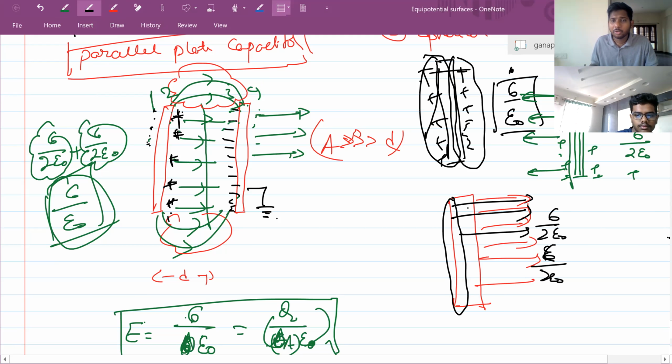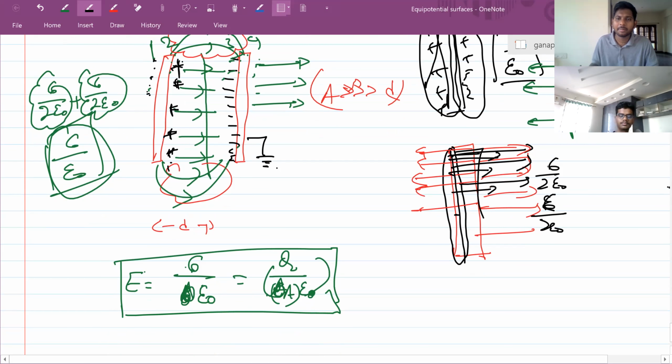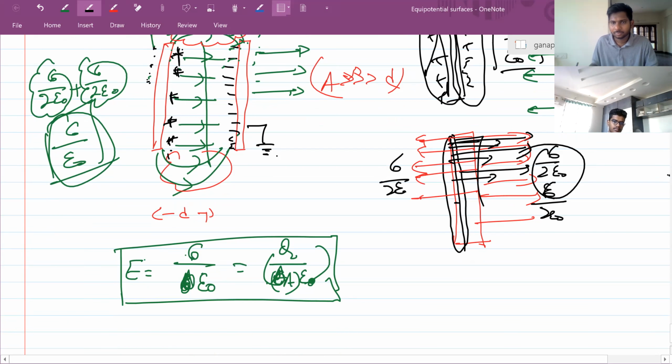Now you can ask me what will happen. From this plate, the field will be away. So due to the second plate I am drawing this field, and due to the first plate I draw a field. The first plate you have drawn, no? So this will become net zero, because the black lines should be equal to the red lines in between the conductor. Outside the conductor, sigma by epsilon naught will be there here, and here also.